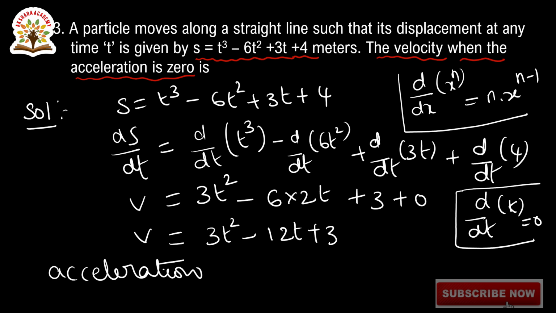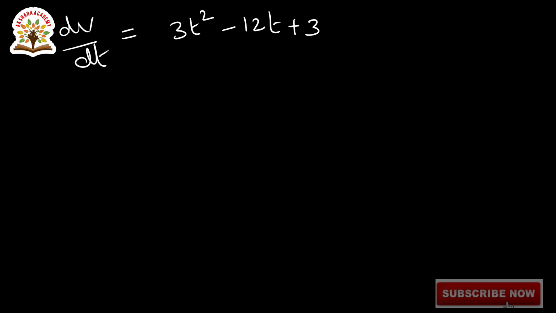Acceleration a is equal to dv by dt. Now dv by dt we will calculate. dv by dt is equal to 3t square minus 12t plus 3. So dv by dt is nothing but a.